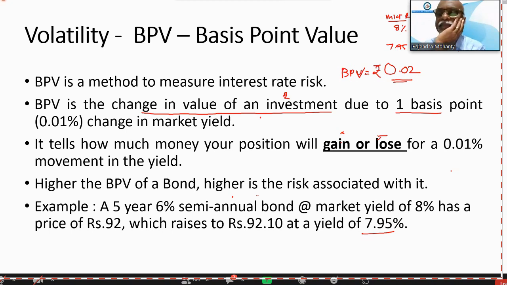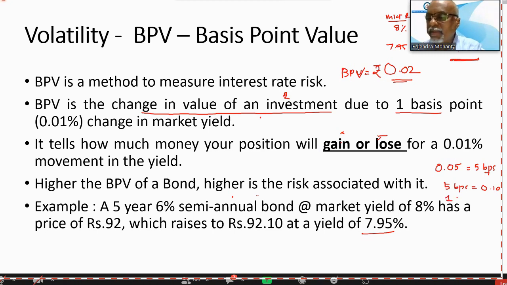0.05. 8 minus 7.95. So how much is that? 0.05. So 0.05 is equal to 5 BPS. Okay, so for 5 BPS, the market price change was how much? 10, sir. 10 what? 10 paisa or 0.10 rupee.